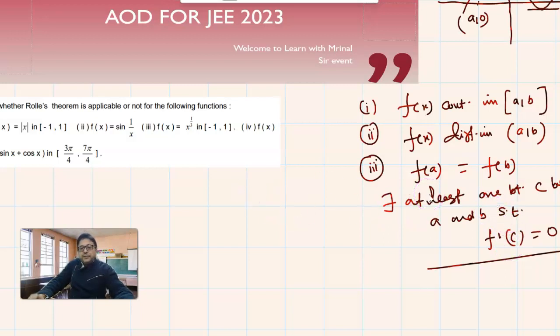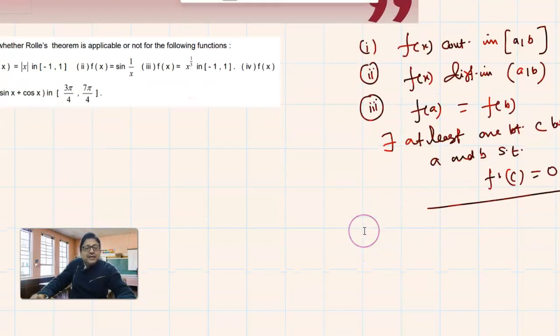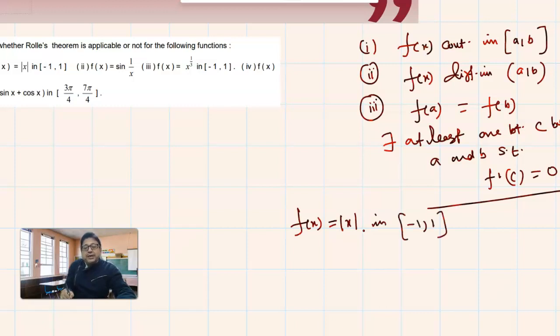Now, Rolle's theorem may not be applicable if one of these 3 conditions is not valid. In the following examples, we will see that Rolle's theorem may not be valid when one of the conditions given here is violated. Let us see question number 1, part 1, where f(x) we have taken as mod x, and we are supposed to check in this closed interval -1 to 1.